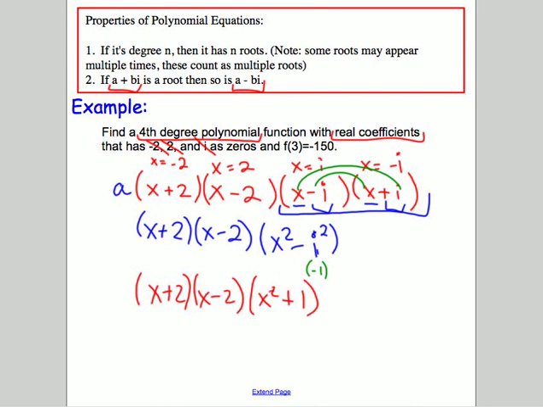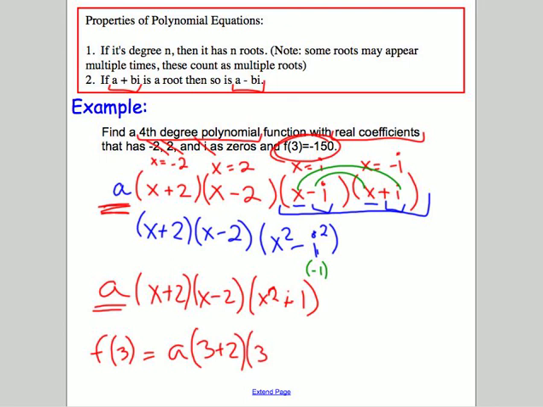So now I have it all real numbers, no imaginaries are left, and I have a polynomial here to describe the situation so far. Sorry, my plus 1 there is looking a little shabby. So now I need to figure out this a value that I talked about up here, so that when I plug in 3, I get -150. So I'm going to put 3 in for x, and I'm going to figure out what a I need for y to be -150. So f of 3 is a times 3 plus 2, 3 minus 2, 3 squared plus 1.